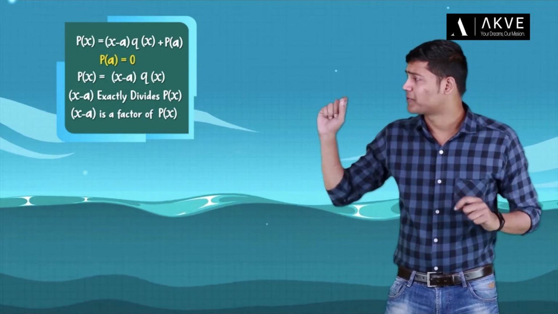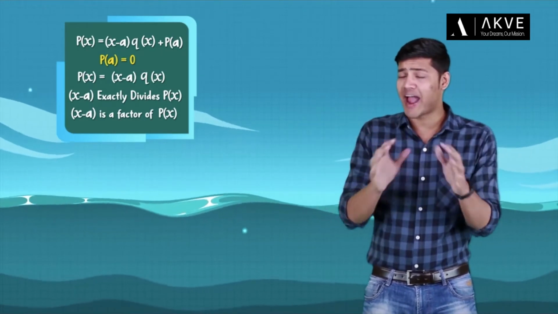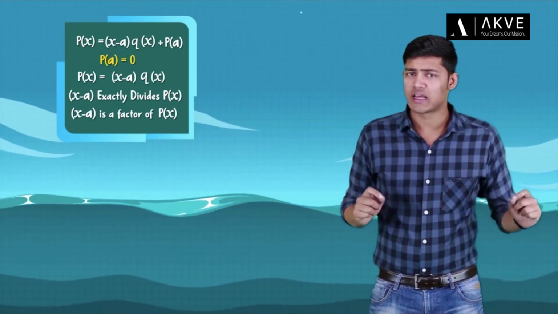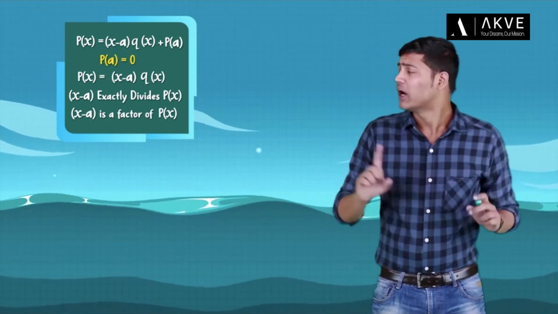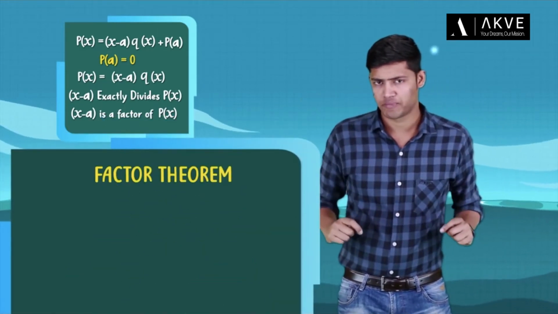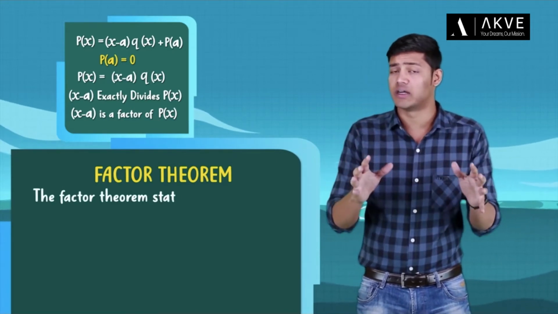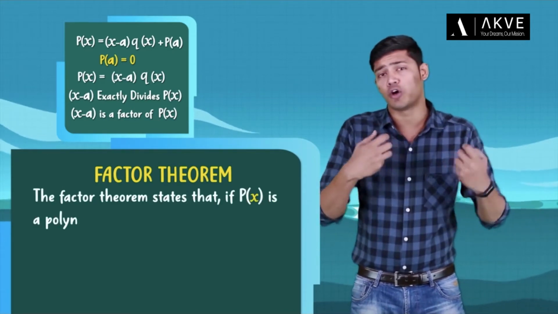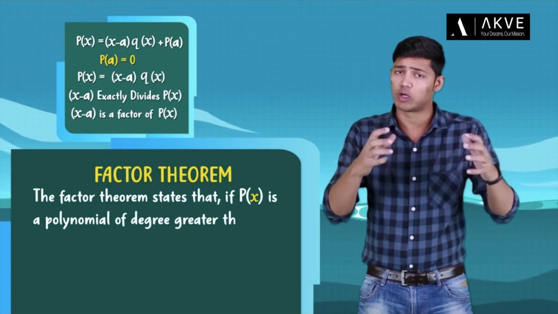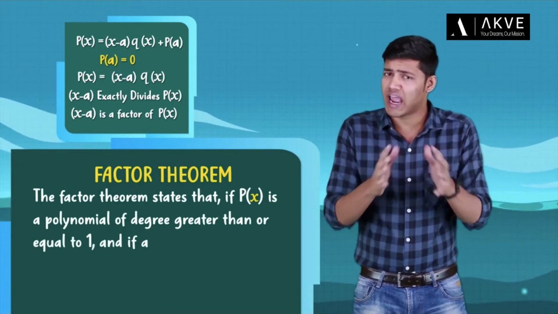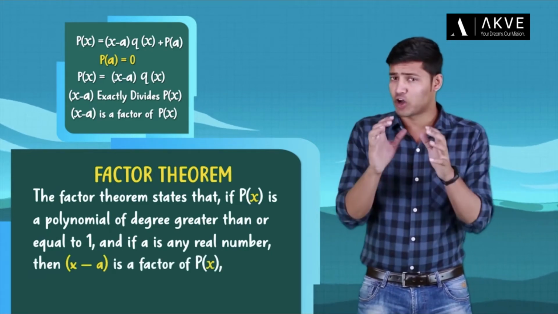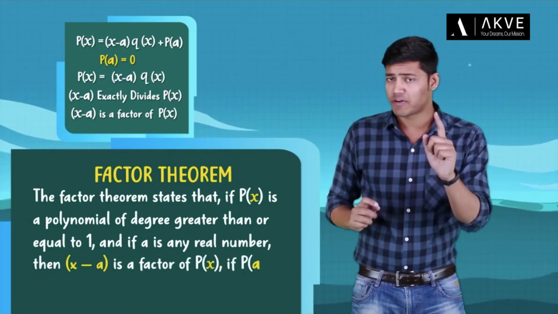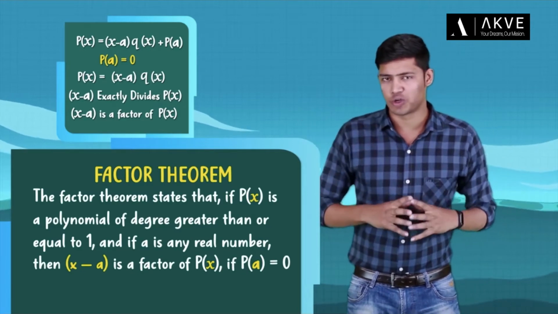Coming back to p of x, x minus a is a factor of the polynomial p of x since p of a is equal to 0. Now, this is known as the factor theorem. The factor theorem states that if p of x is a polynomial of degree greater than or equal to 1 and if a is any real number, then x minus a is a factor of the polynomial p of x if p of a is equal to 0.